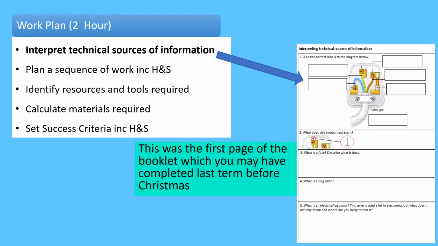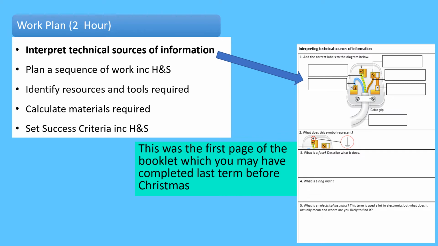Okay, so you may have shared some of those keywords and those buzzwords. If you haven't, don't panic, because you're going to have an opportunity to share them in a moment in the form of another activity. But I just wanted to remind you or show you that interpret technical sources of information literally means using some of those key terms, that key technical terminology, which you would have looked at way back when, before Christmas, or even now.